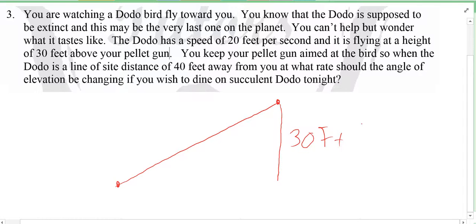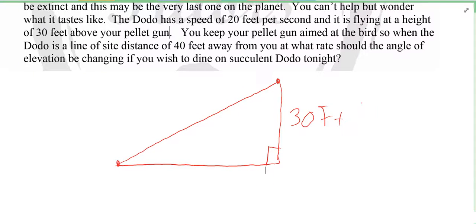You just do. You carried a giant yardstick with you. We also know that the dodo bird is flying at 20 feet per second towards you. Okay? So, as it flies, two sides of this triangle are changing. This side here, which I'm going to call Z, and this side here, which I will call X.